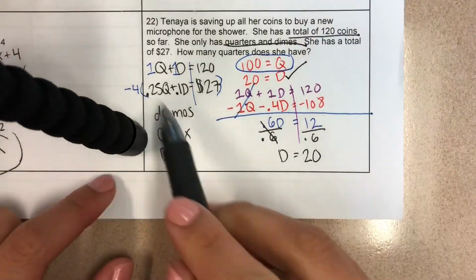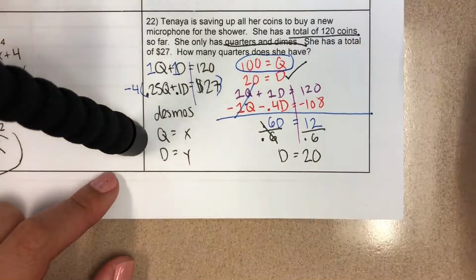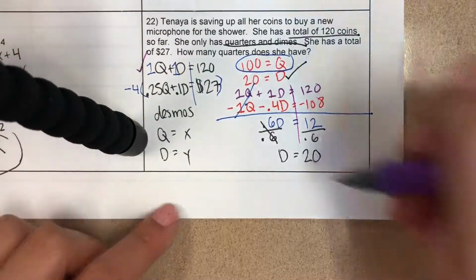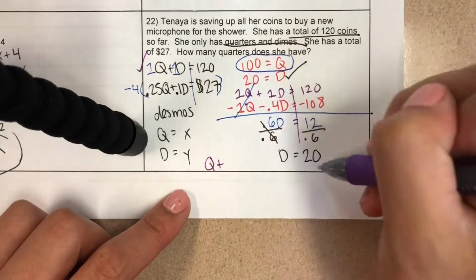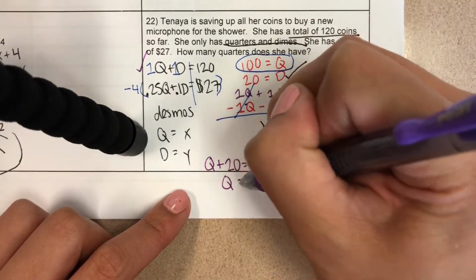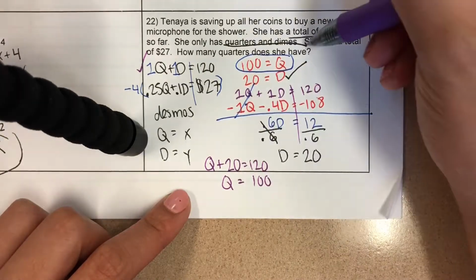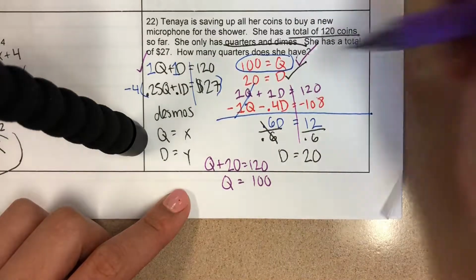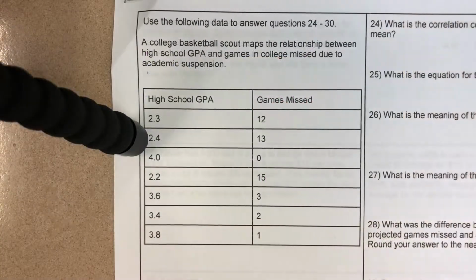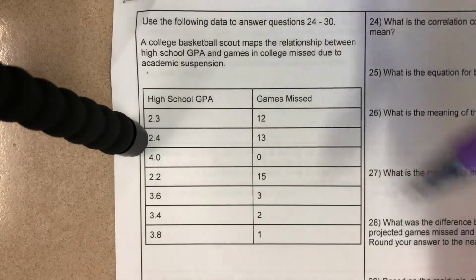I can confirm. And then I go back to the easier equation. Q plus D equals 120, so I can plug that in. Q plus 20 for D equals 120, and that leaves my Q value being 100, which again, I can confirm. She has 100 quarters.